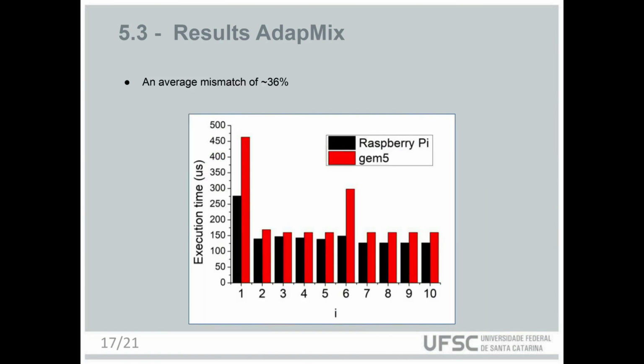When we compared the execution time of the first 10 control loops for the adaptive mixing control program, we saw an average mismatch of around 36% between the gem5 simulation data and the real hardware test. This was also the first control program to show a relatively high mismatch that wasn't only on the first control loop. For this control program, both the first and sixth control loop showed high mismatch.